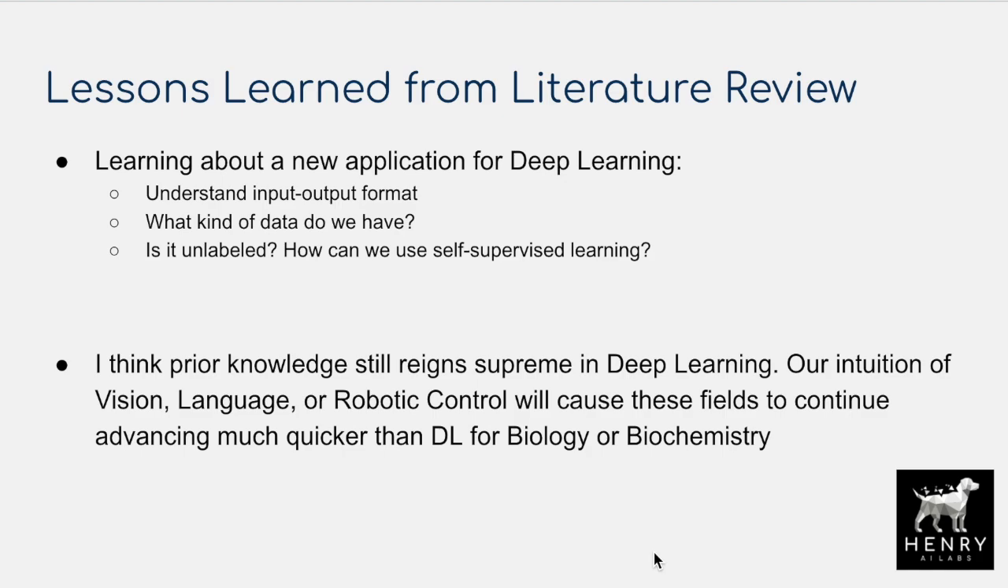But in my opinion, I still think prior knowledge reigns supreme in deep learning. So I think surveying natural language processing and computer vision, organizing the applications like that, is because I think images and text are going to be fields where deep learning will continue to advance faster than, say, deep learning for biology or biochemistry. And it's not because they're not important, but I think it's because we're able to use things like data augmentation that really inject prior knowledge about this data domain of images and text that I think really causes it to advance quickly.